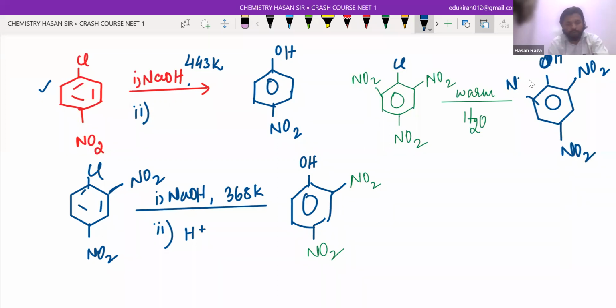So the most important point here is that if you are going to react chlorobenzene directly with NaOH in the presence of H+, you need drastic conditions like high temperature and pressure. And if you want to do it at a lower condition, then you need to make this reactive. And how are you going to do that? You need to add NO2 or a minus M group. Is that clear?